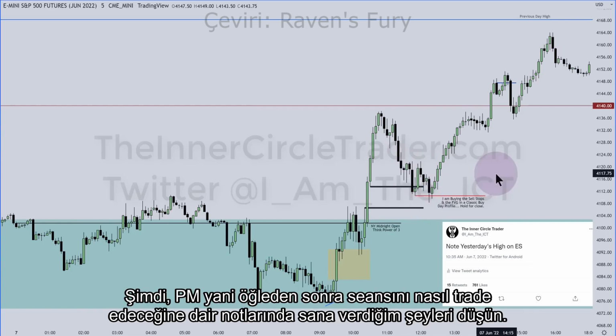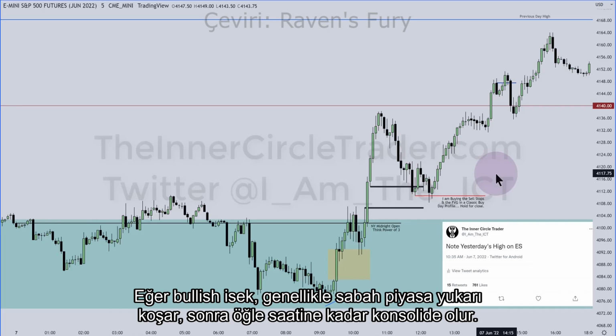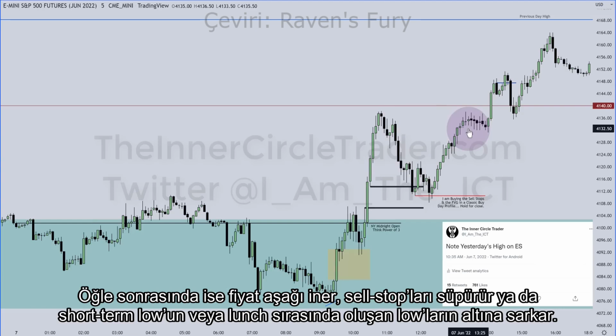Now, think about what I've given you in your notes as it relates to trading the PM or afternoon session. If you're bullish, generally what will happen is the market has ran higher in the morning, then it consolidates into the lunch hour. Then after the lunch hour, it'll drop down and sweep the sell stops below some short-term low or the lows made in lunch. Okay?